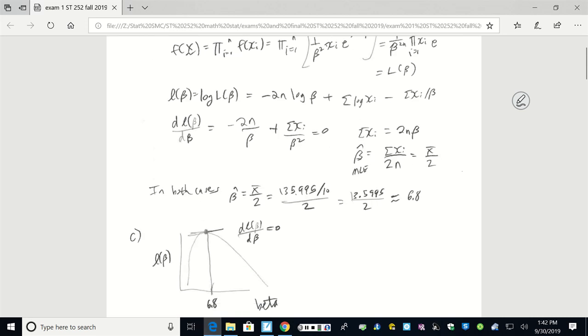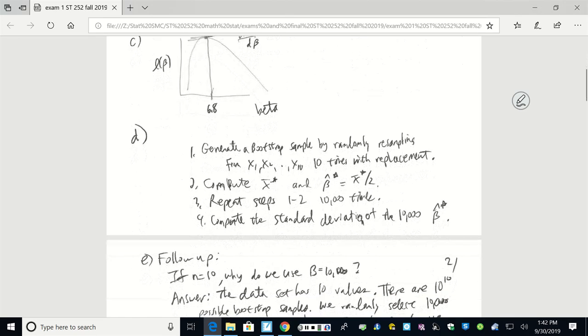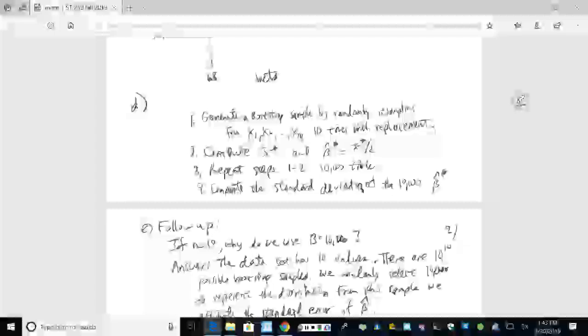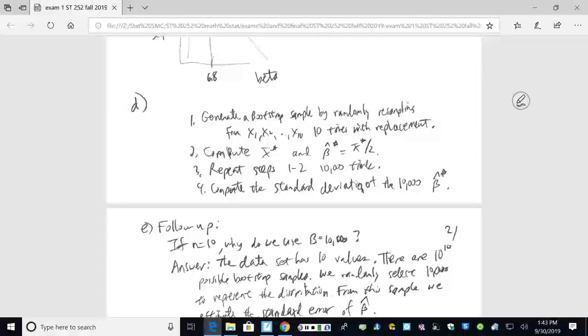So this one, there's the picture, right? I wrote: generate a bootstrap sample by randomly sampling from x1 to x10, 10 times with replacement. In this particular problem, I said there were 10 values. So you want to say we're going to sample from those 10 values 10 times with replacement. We're going to compute x bar star. Maybe you would say that the 10 values you get out here would be x1 star, x2 star, up to x10 star.